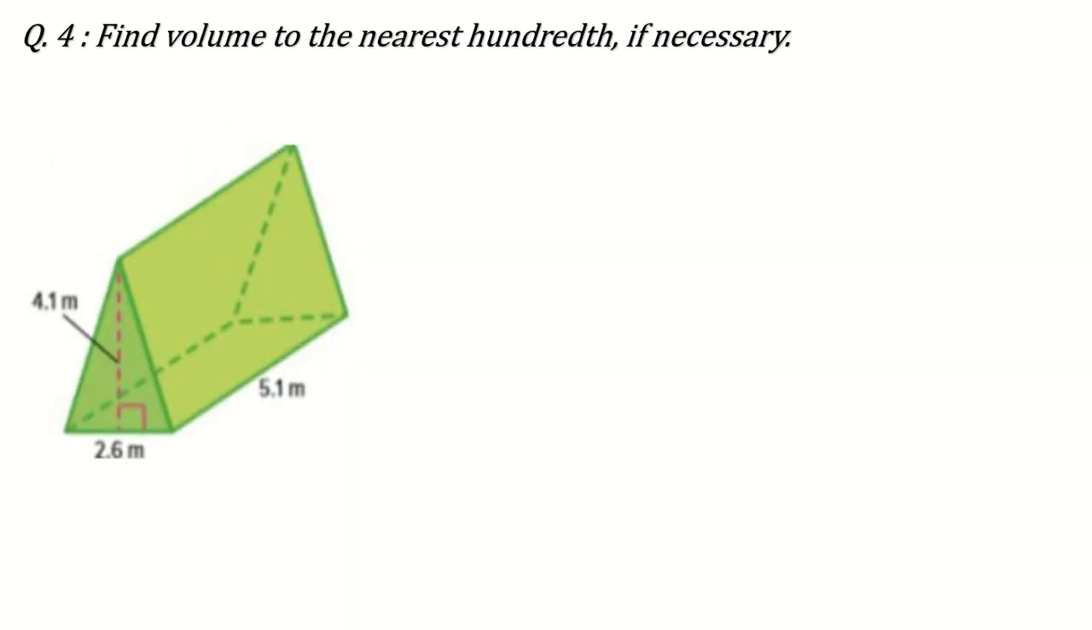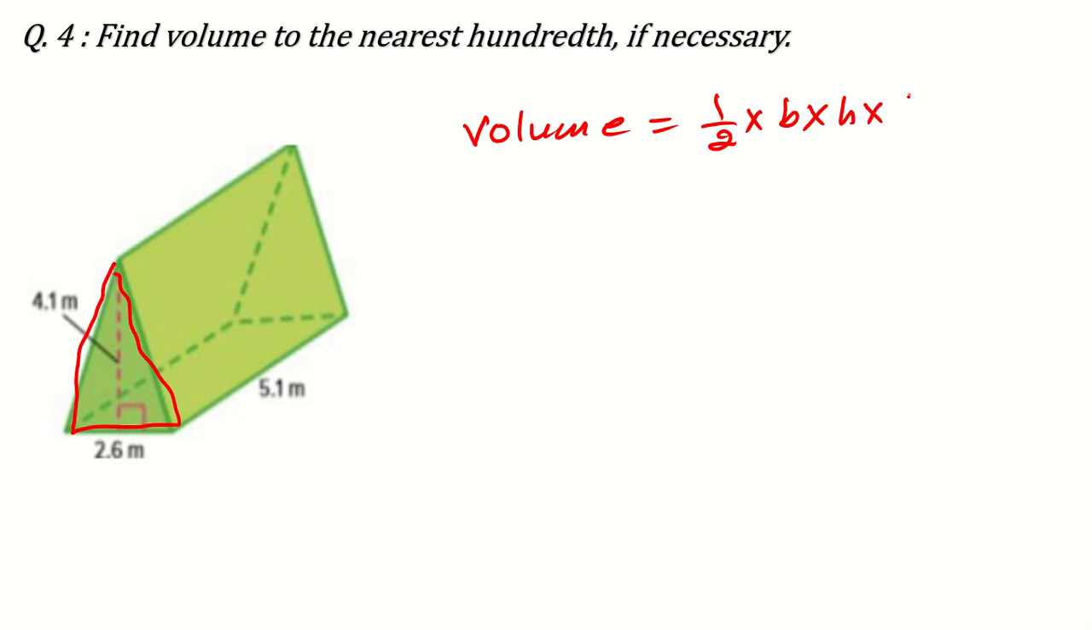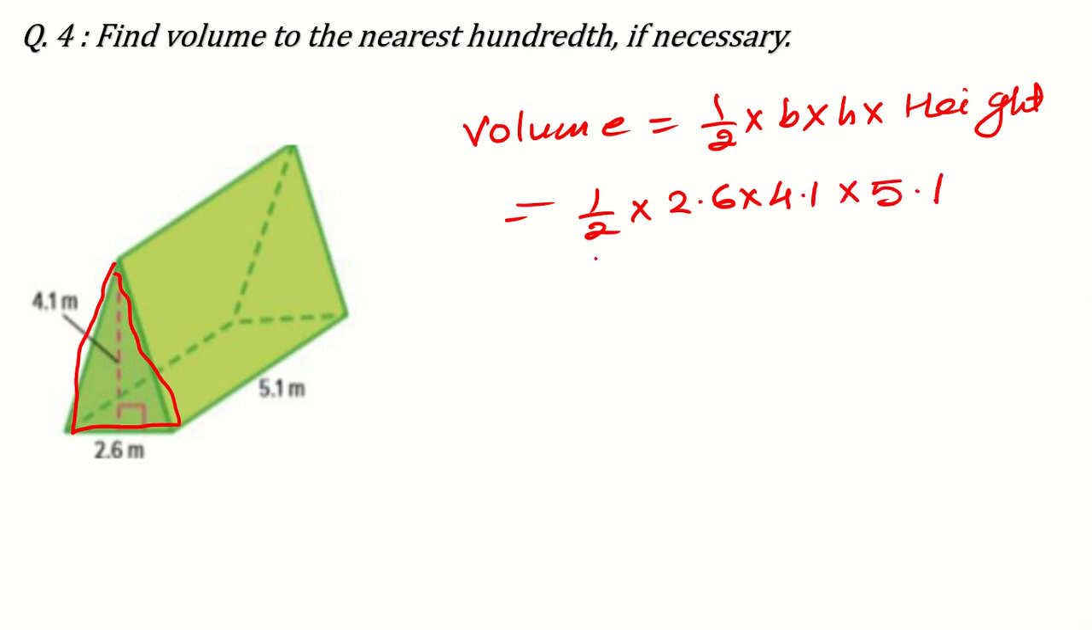Next question can be, find the volume. Same type of question because it is also a triangular prism. Okay, so pause the video and try to solve it yourself. So volume is equal to area of base, means triangular area, multiply by height. Okay, and this is half times, what is base here? 2.6. Height of the triangle is 4.1 and height of the prism is 5.1.